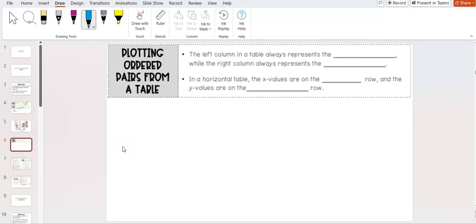All right, so now that we know how to plot ordered pairs on a coordinate plane, we're going to look at plotting pairs from a table. We have horizontal tables and we have vertical tables. When you have a table, you're given sets of numbers, and we want to know how to plot these points on a coordinate plane. How do I plot things in a table?